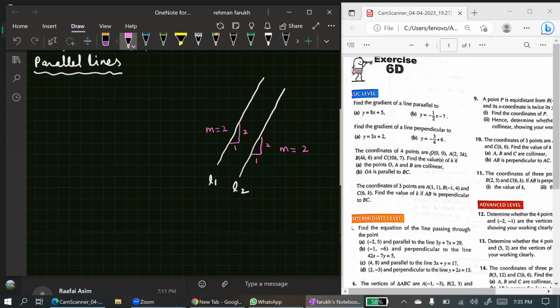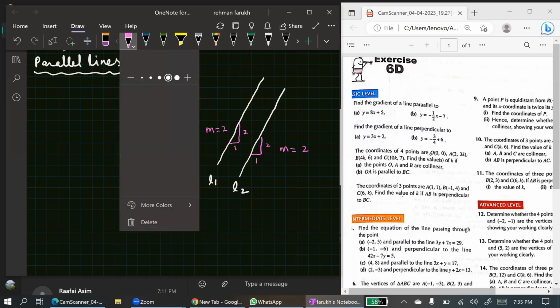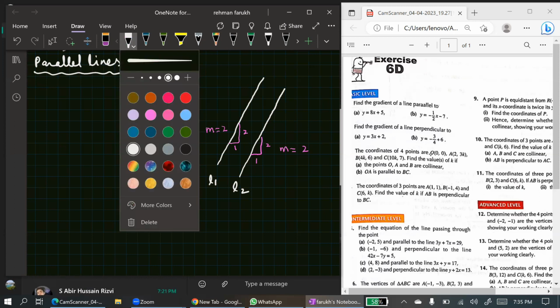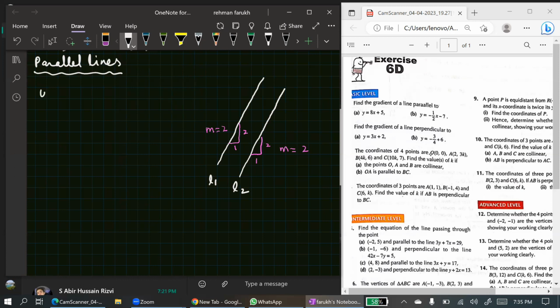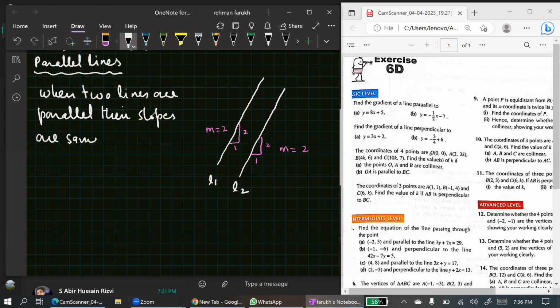Now these L1 and L2 are parallel lines, and we can see that their gradient is same. When two lines are parallel, their slope is same, their gradient is same. Or their gradients are equal, same.